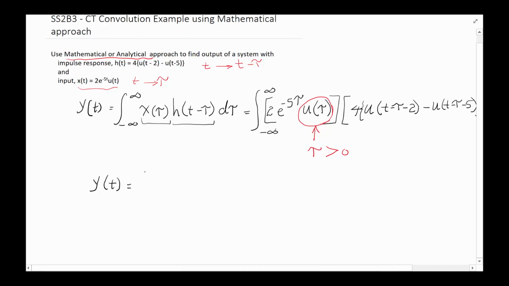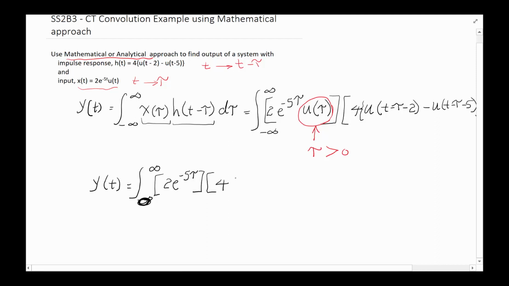So y of t gets reduced to an integral of 2e to the minus 5 tau. We don't have to put u of tau because instead of saying it goes from minus infinity, we just say it goes from 0. This way, that does the job of u of tau. So we're still left with the 4 and the 2. Actually, we can take both of them out, but for now, let's leave them in there. The next time I'll take them out.